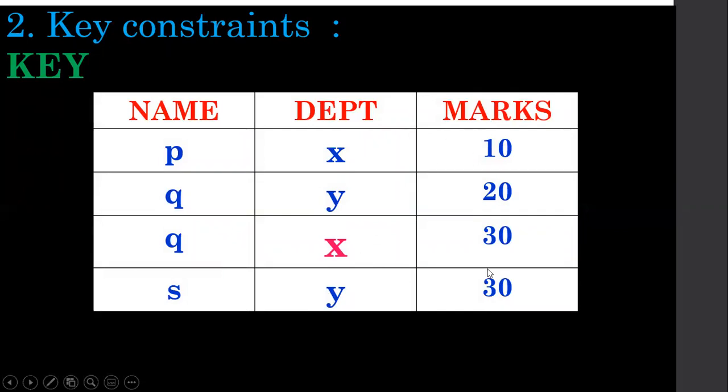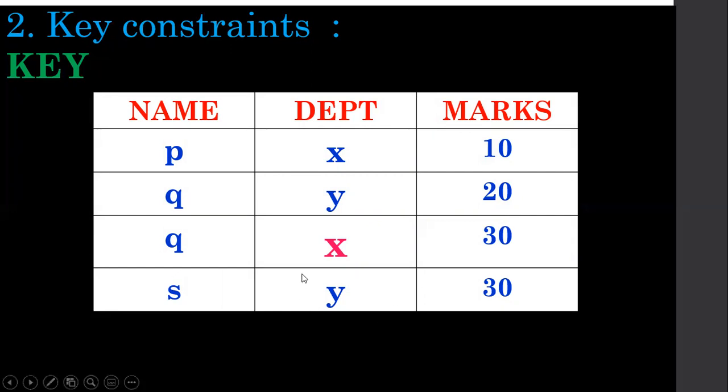Or shall I take the help of marks to get the name and department? If I give 10, I have only one value I can get. For 20 also I can get, but if I want to know the name and department of marks 30, I have two tuples with marks 30. I can't get who got 30, which department got 30. So it is not possible to get the data of other columns if the values are repeated in any column. Then who will help me to get the data uniquely?